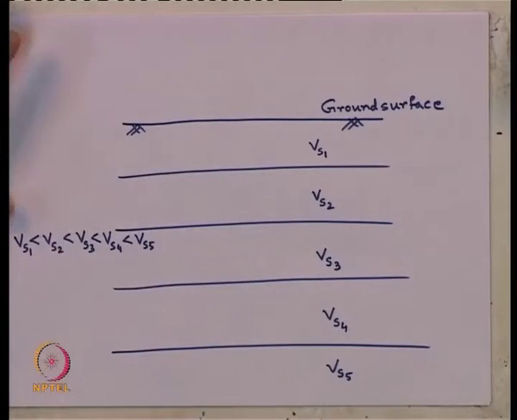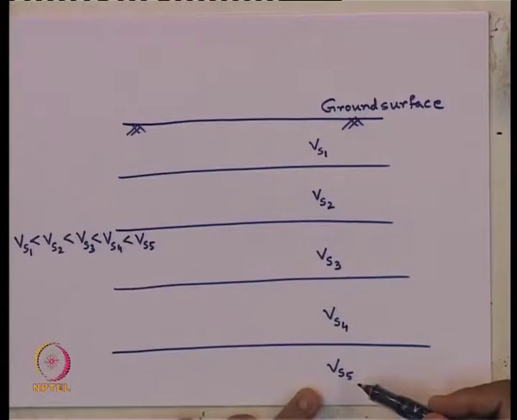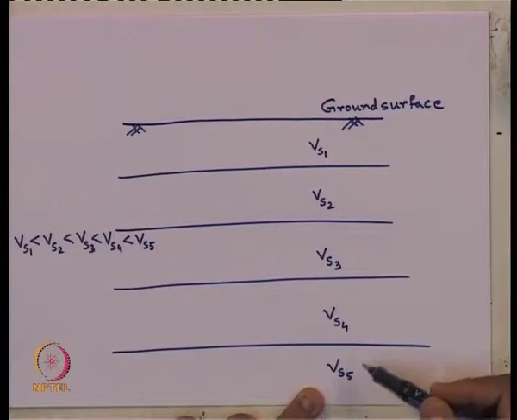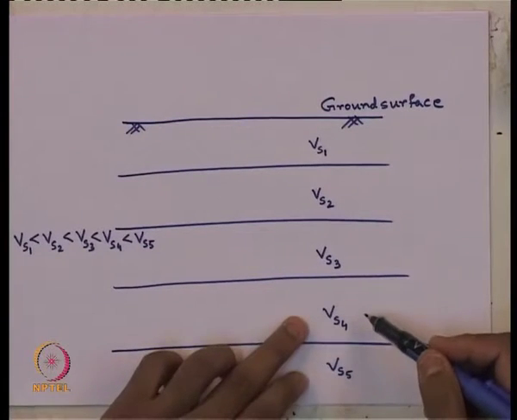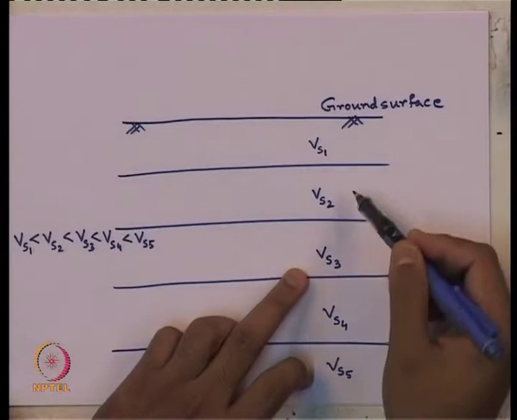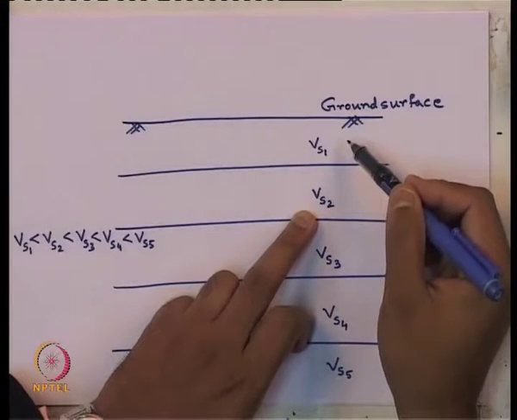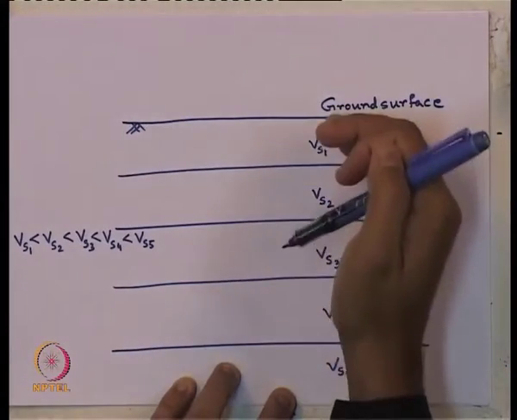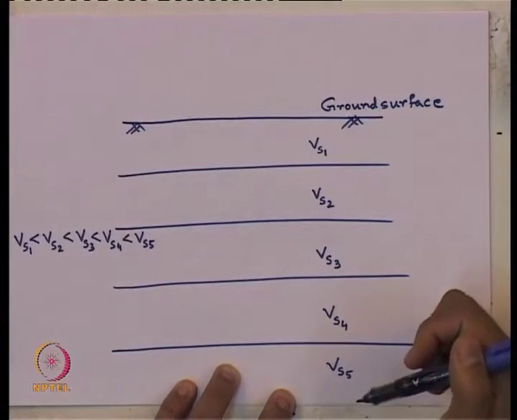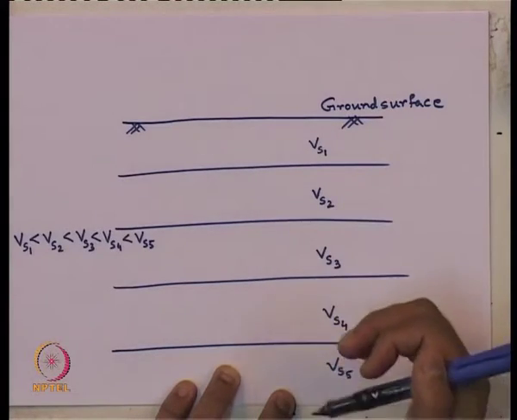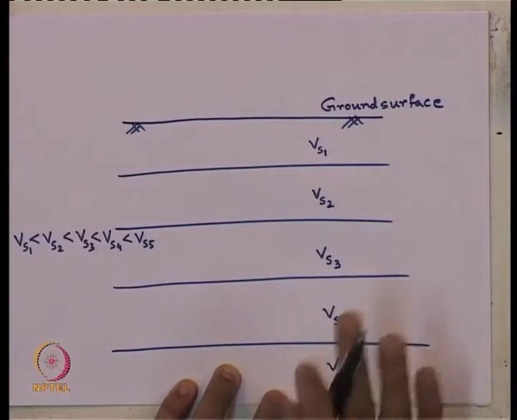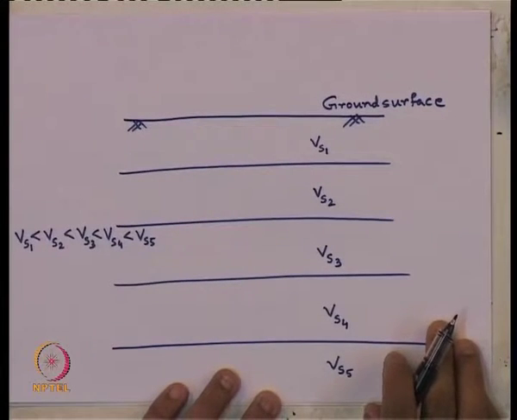What does it mean? This is a stiffer layer compared to this one, then this is a stiffer layer compared to this one, and this is a stiffer layer compared to this one. So, as we approach the ground surface, the soil condition is becoming softer and softer. So, typically we are considering like this.